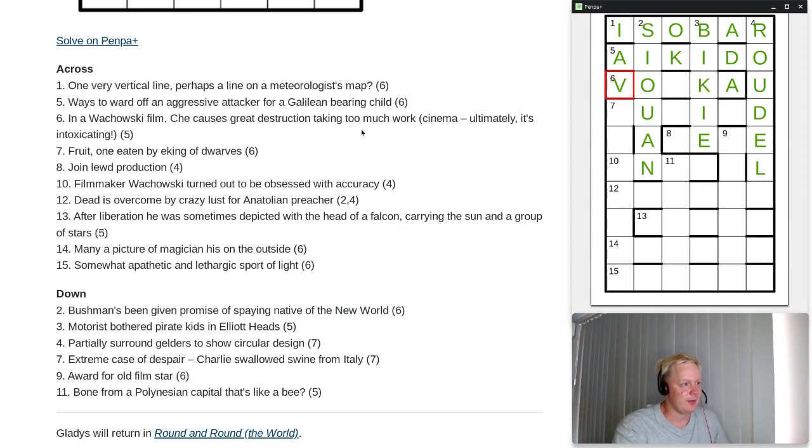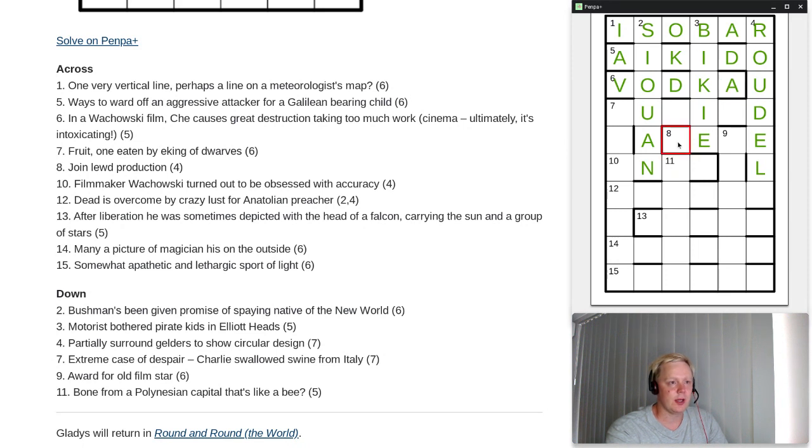So that's a lot of words for just a single letter. Then taking too much is OD. If you OD, or OD is overdose. That is taking too much of something. And Ka, just the last letters of work, cinema. So vodka, defined by it's intoxicating.